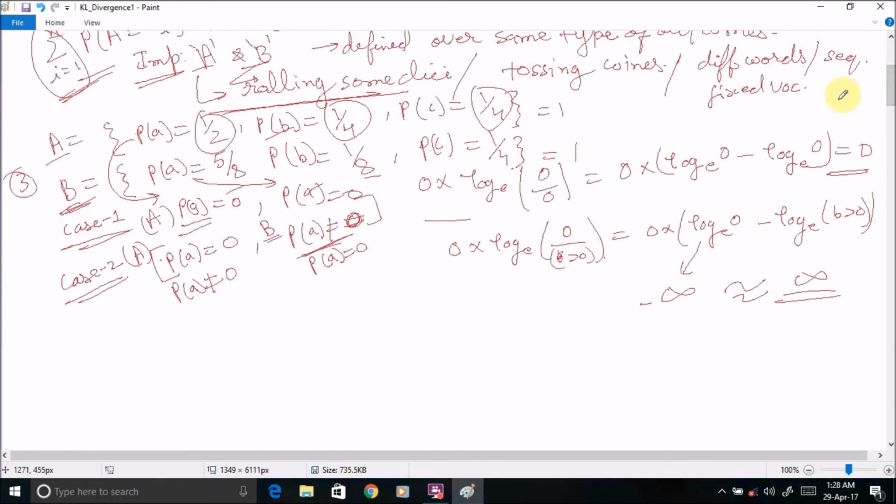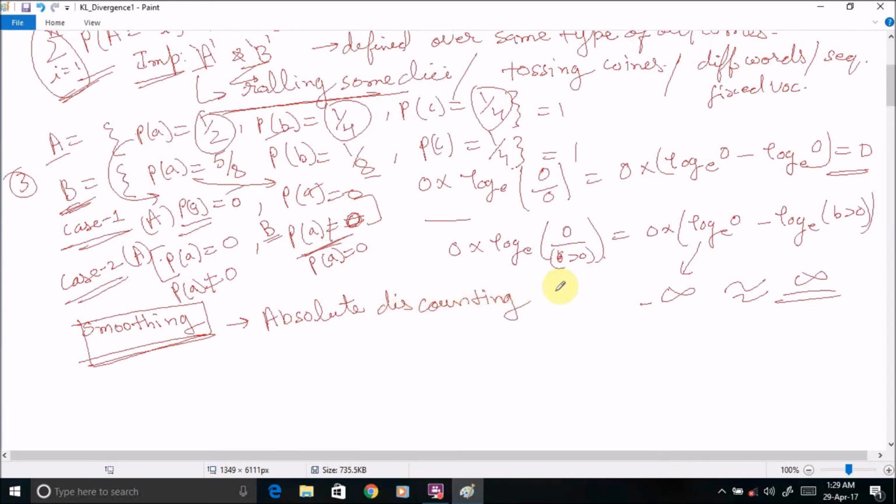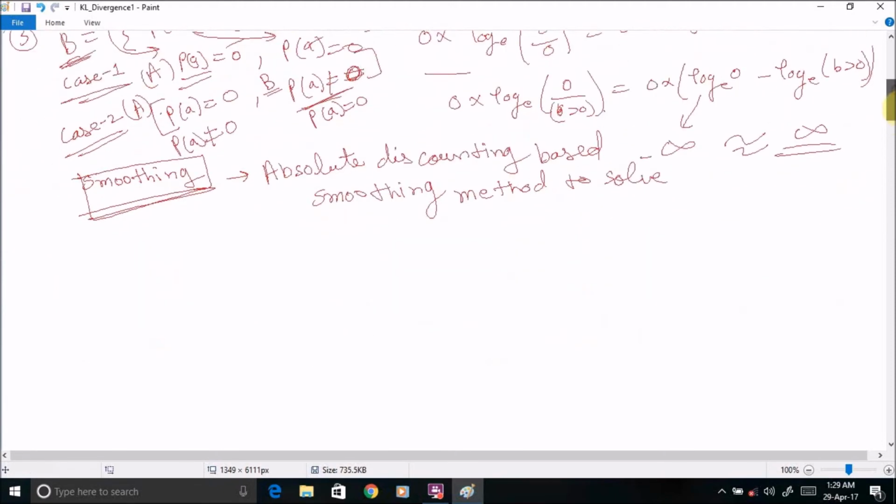In such cases we use the concept of smoothing. Here we use the absolute discounting based smoothing method to solve this problem. So how to use this method?